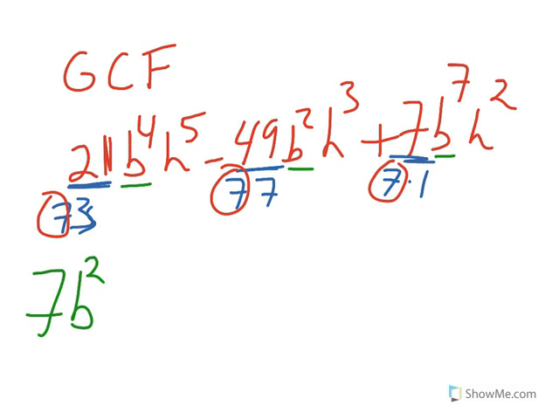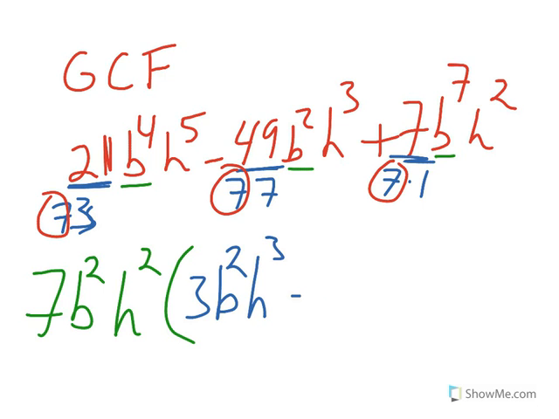So that's going to be b squared, and the biggest h of them in common is squared as well. And so now we're saying, what do I have left from each term? So I'll have 3 b squared h cubed minus 7 h plus b to the fifth. And that is my answer. Greatest common factor, we're talking about just what do they all have in common.